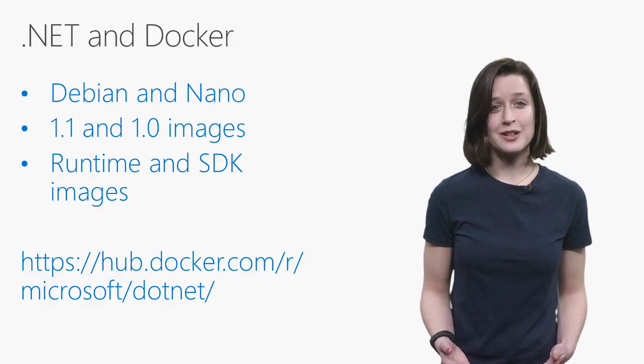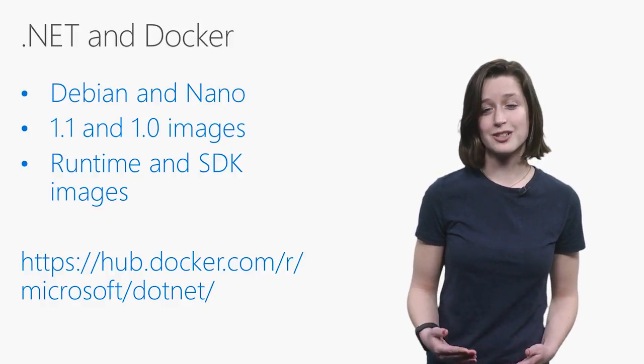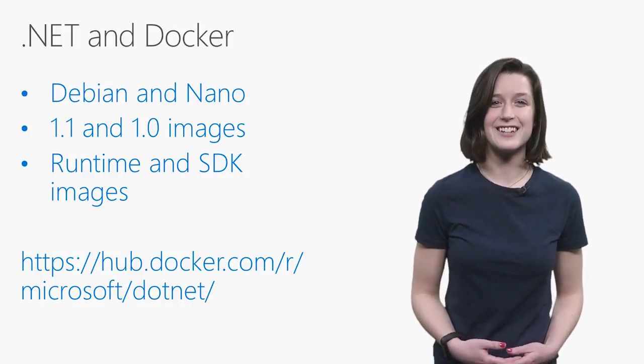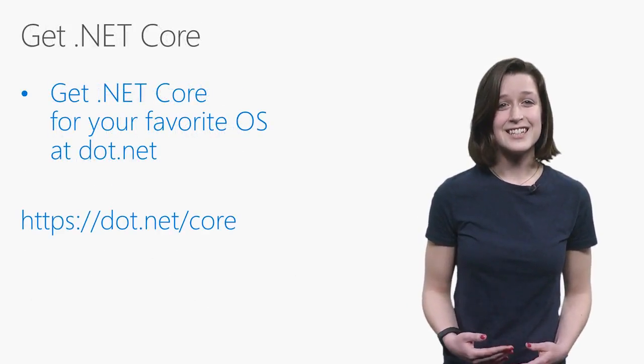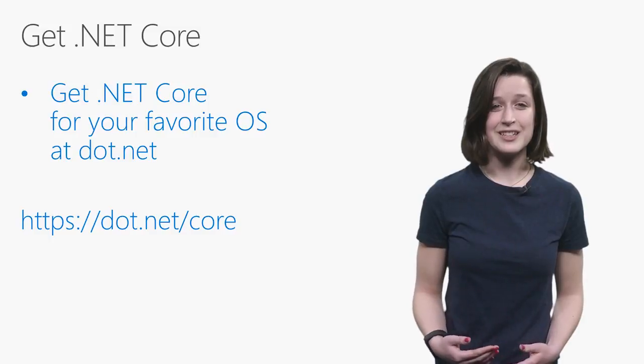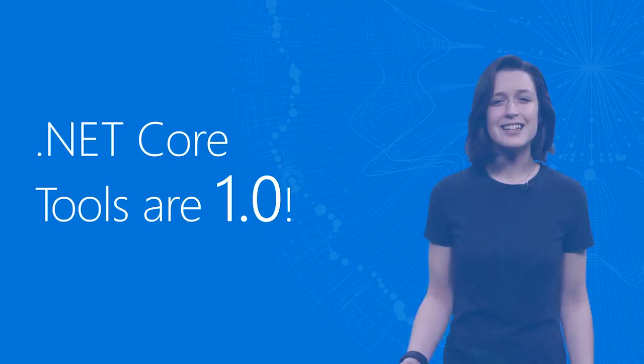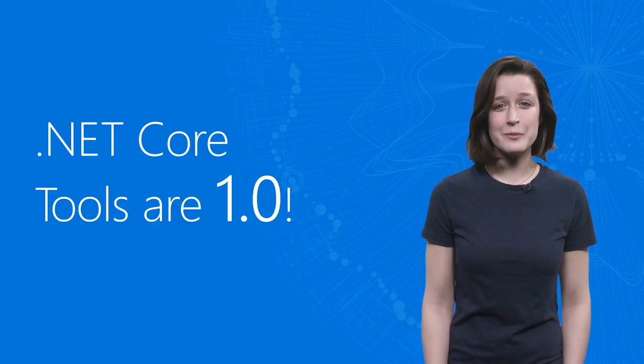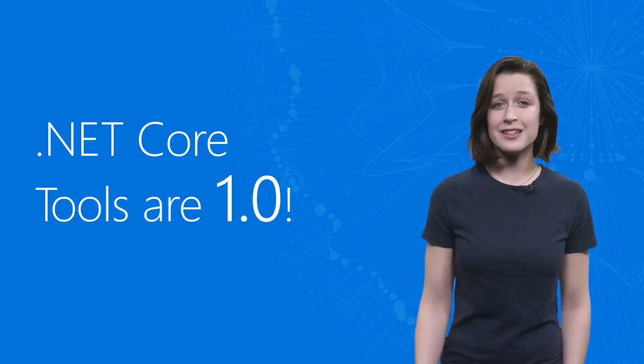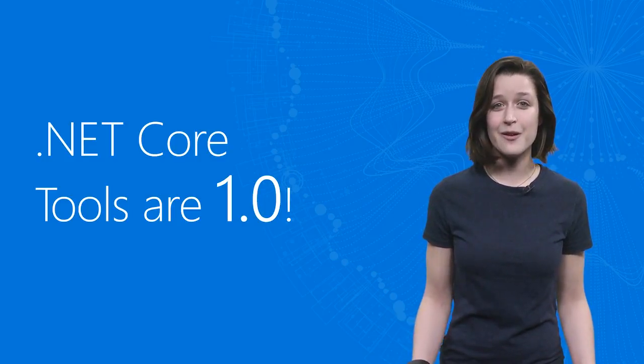To view these, you can go to hub.docker.com/r/microsoft/.net. To get .NET Core tools, you can go to .NET/core. .NET Core tools are 1.0. What does this mean? This means our tooling is joining the framework and runtime as a fully supported release. So, for the last couple years, you've watched us develop .NET Core cross-platform tooling as previews. The .NET Core tools have finally shipped as 1.0 RTM.